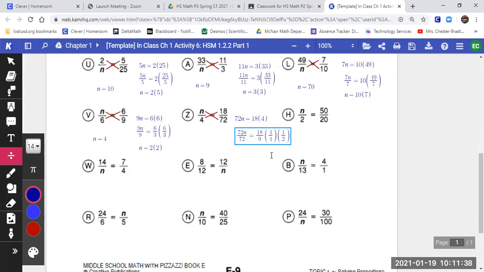What piece can we get rid of because it's not important anymore? Which piece can go? If I look at my three fractions, my 18 over 9, my 4 over 4, and my 1 over 2, which one of those doesn't matter anymore because it's multiplying and it doesn't do anything? Multiplying by it doesn't change anything.